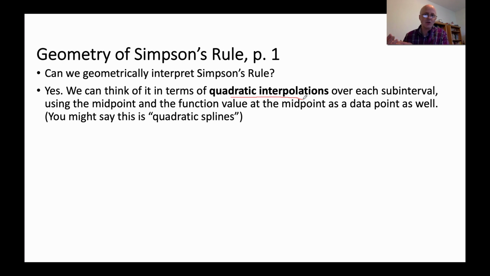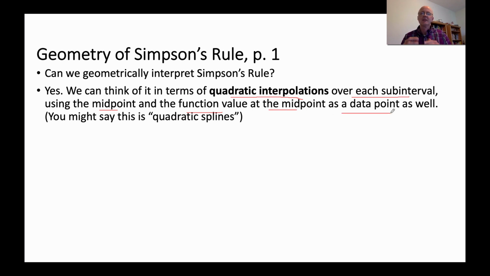Again, in lecture 22 with my class, I talked about cubic splines. Quadratic interpolations over each interval. For our example, that would be the interval, first of all, from 0 to 0.5, then from 0.5 to 1. We're also going to use the midpoint of the function value and the function value there as a data point as well.